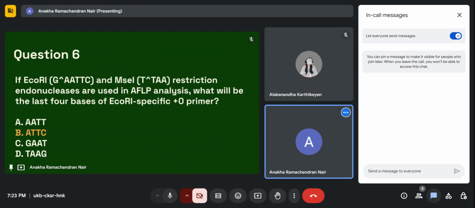So what they're asking is what will be the last four bases of EcoR1 specific plus zero primer. Okay, so for EcoR1 the last four is ATTC, right? Yeah. So the last four for EcoR1 plus zero primer will be having only this portion and nothing after that, right? So ATTC, whichever EcoR1 specific primer has the end ATTC, is the EcoR1 specific plus zero primer. Did you get that? Everything else doesn't have that ATTC in the end, right? So these are all wrong.